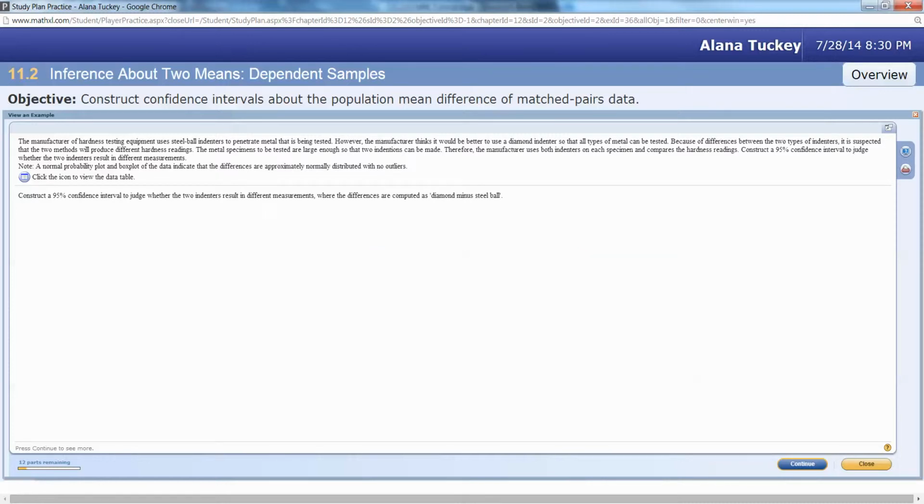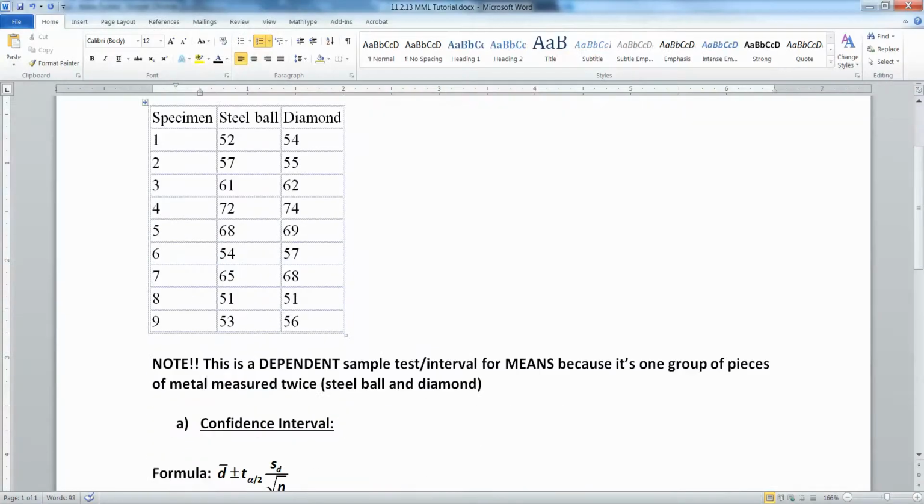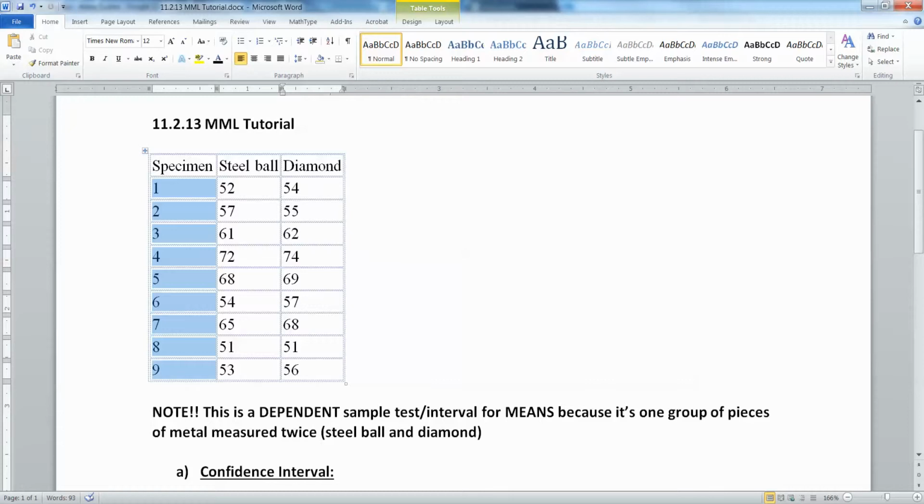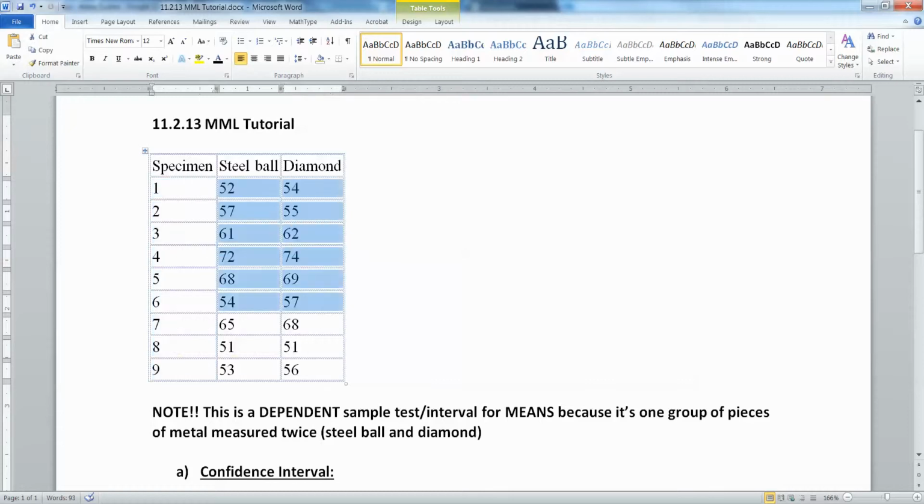All right, so I'm going to copy and paste that data, and I put it right in here so you could see it. So we have our specimens. It's basically you have one piece of metal, and you measure its hardness with the steel balls, and then measure its hardness with the diamond. So like pincers, they're pressing in. And then you take a second piece of metal, and you measure its hardness with the two measurements, and so on. So you have 9 pieces of metal that are all being measured twice. They're measured once with the steel ball and then once again with a diamond.